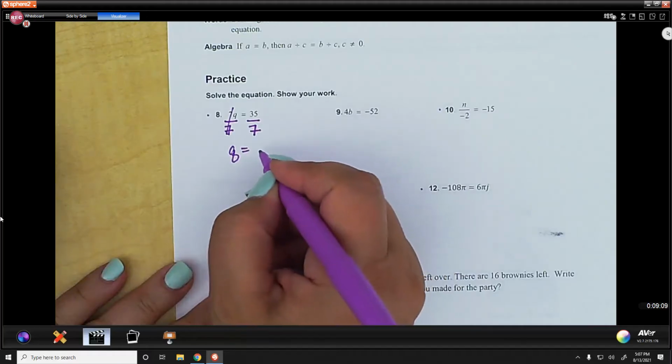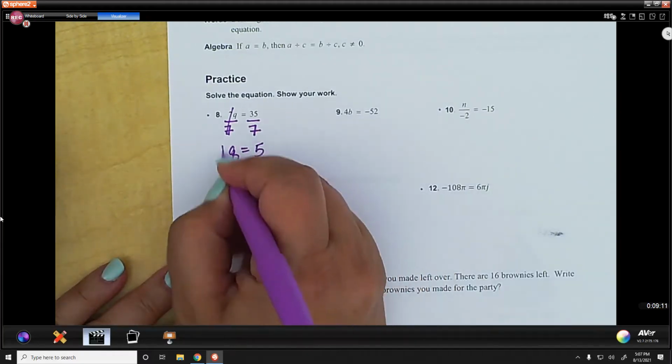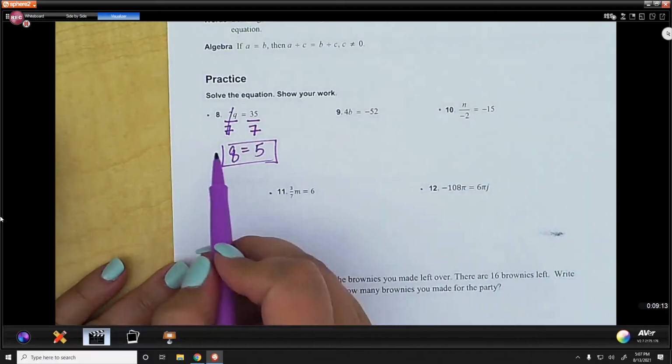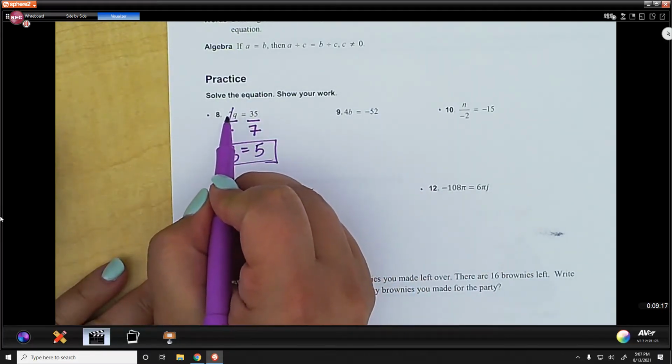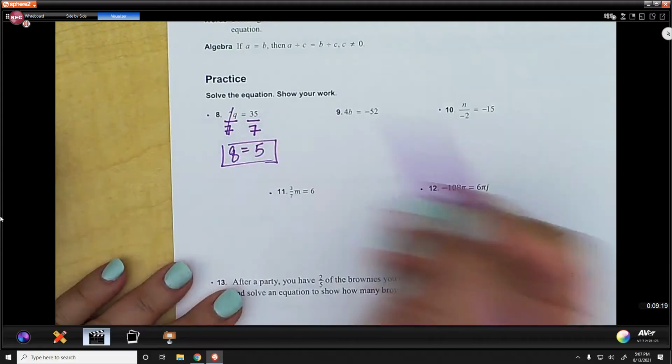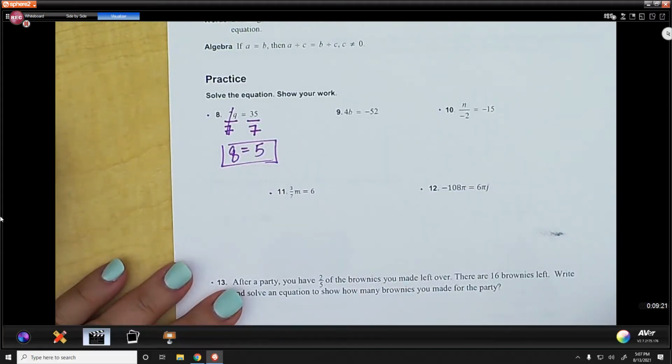35 divided by 7 is just 5. So there's our answer. Q is equal to 5. And you can test it. If I put a 5 in here, if I did 7 times 5, does that actually give me 35? The answer is yes, it does.